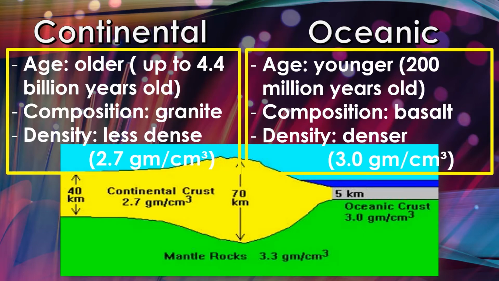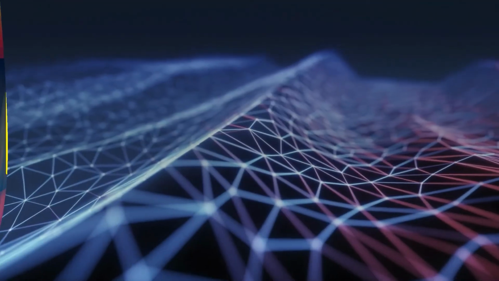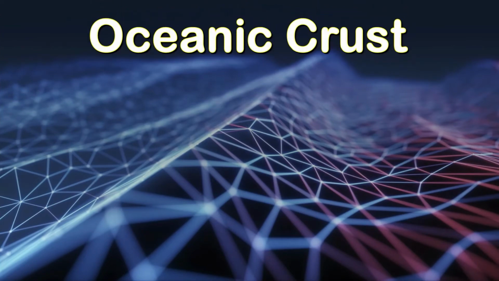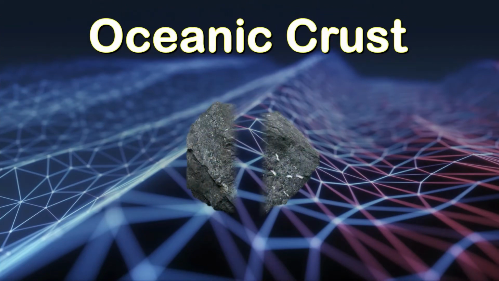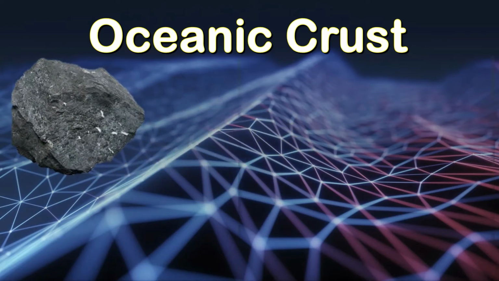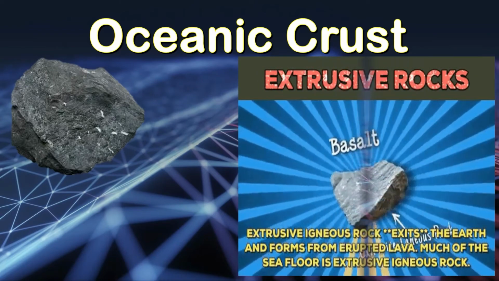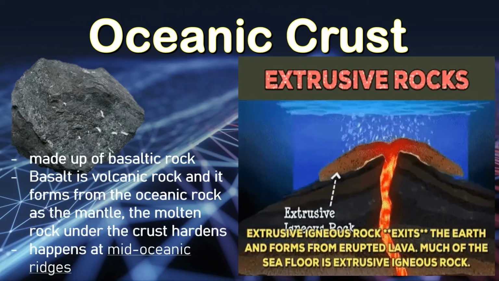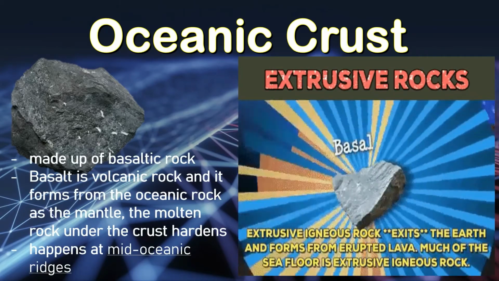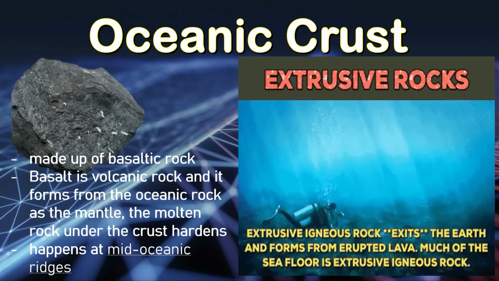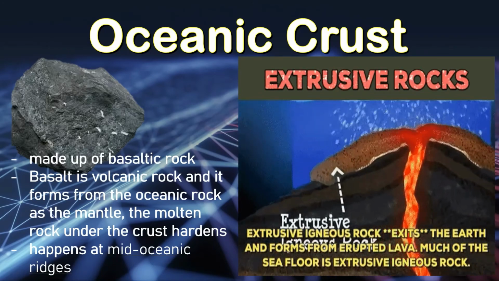How do basalt and granite form? Well, let us know how. First is oceanic crust. It is made mostly of basaltic rock, and basalt is a volcanic rock that forms the oceanic crust as the mantle, the molten rock under the crust, wells up and hardens. This happens at mid-ocean ridges where the crust is being pulled apart due to the motion of tectonic plates. Oceanic crust is about 4 miles thick.